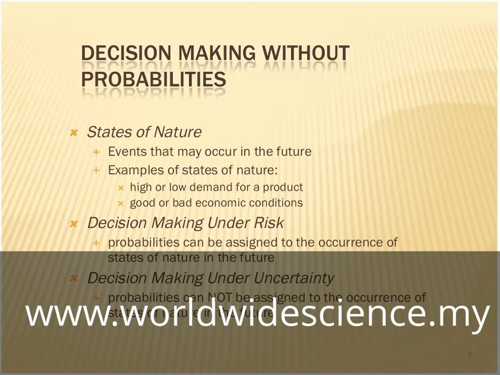An example of a state of nature is high or low demand for a product. In demand, the state of nature can be high and low. We have two states: we have high demand or we have low demand. Each of them is a state of nature for your decision. Good or bad economic condition.